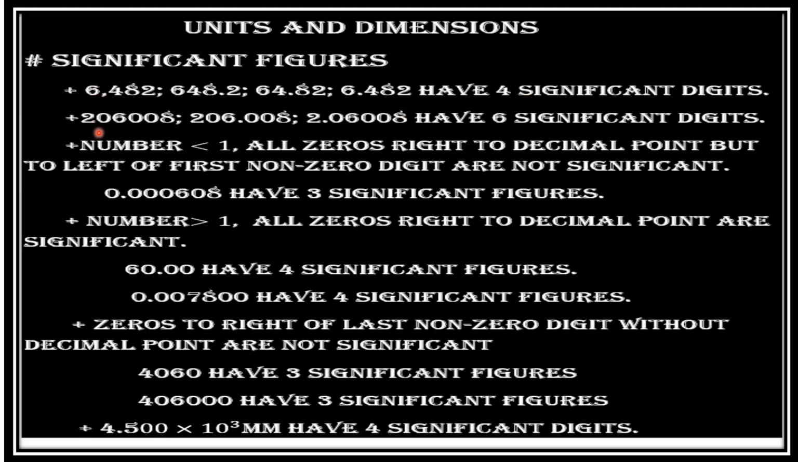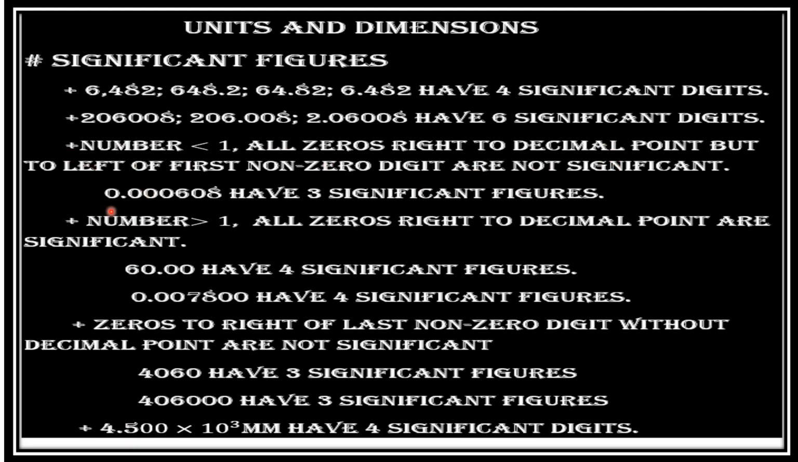Coming to the second one, 206008, 206.008, 2.06008 have significant figures. Here, zero is there, but it is between two non-zero numbers. The first zero is between 2 and 6. The other two zeros are between 6 and 8. So we should simply count these also. All three have six significant digits.